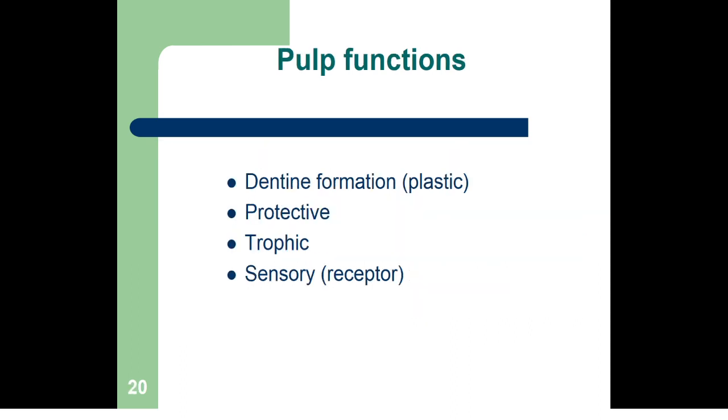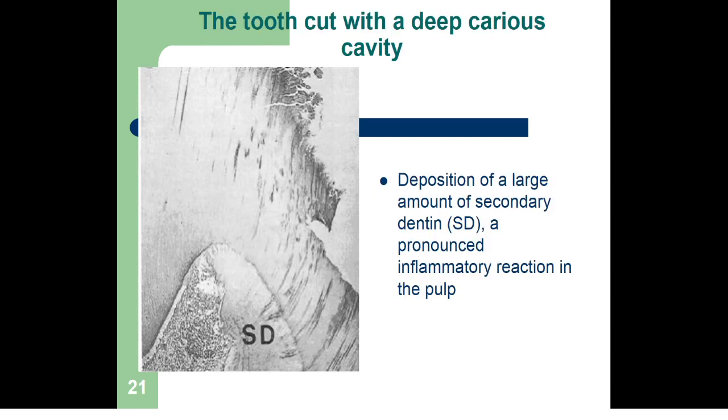Pulp functions. The first function is dentin formation, or plastic function. Next are protective function, trophic, and sensory or receptor function. In this case, you see the tooth cut with a deep caries cavity, deposition of a large amount of secondary dentin, and a pronounced inflammatory reaction in the pulp.